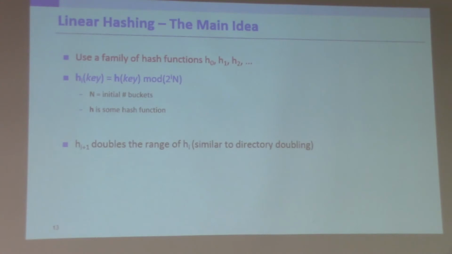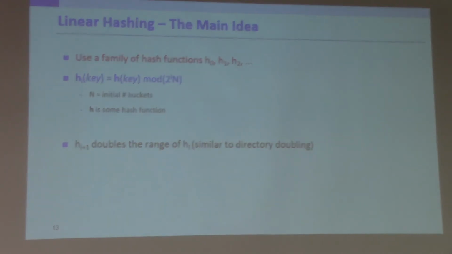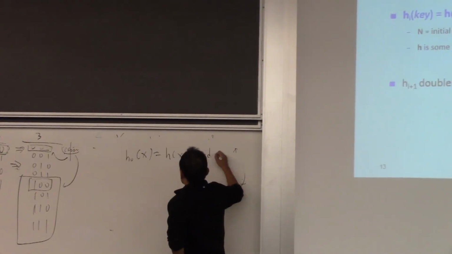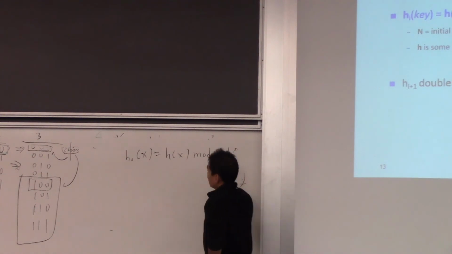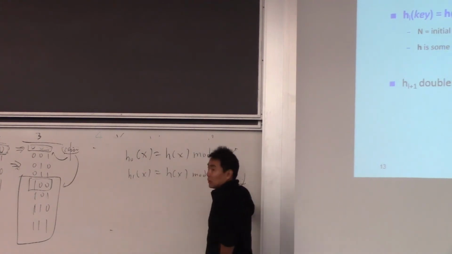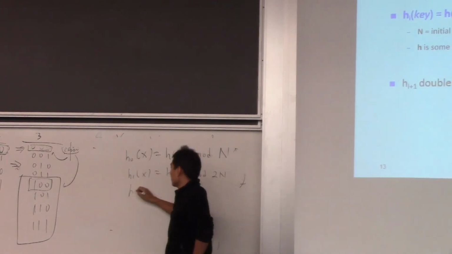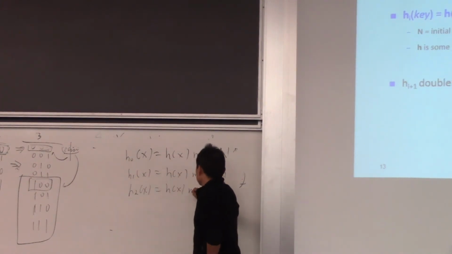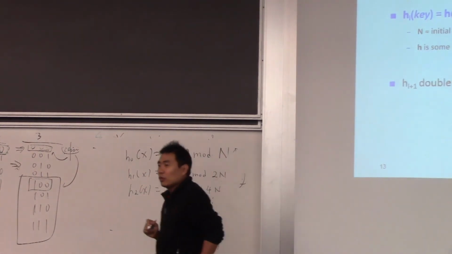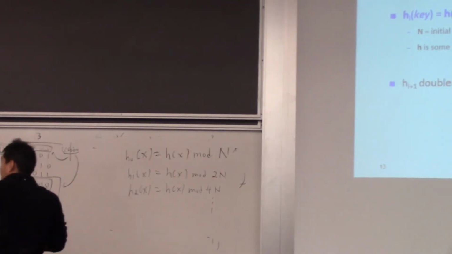So what's so special about this? Can someone make an observation about this hash function? So what's going on is H0 of x equals what? H(x) mod n, right? H1(x) equals mod what? 2n. Very good. See how this goes, right? Now, let me ask you this question again. What's so special about these guys?